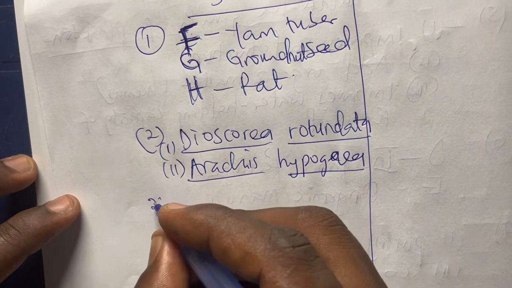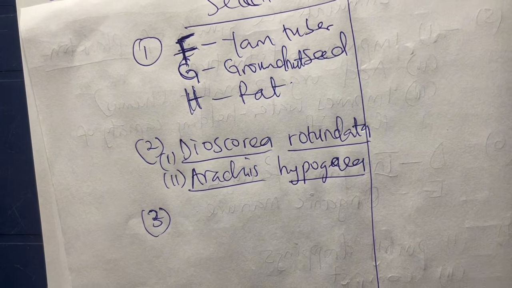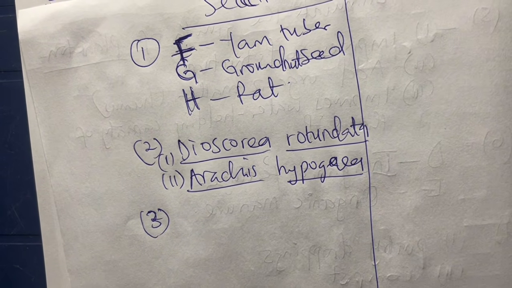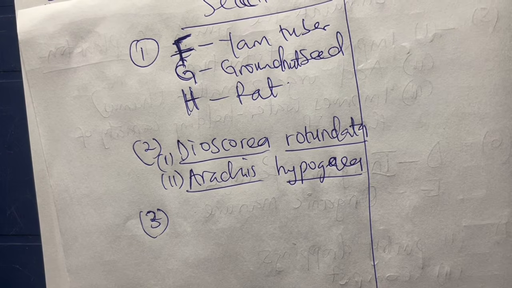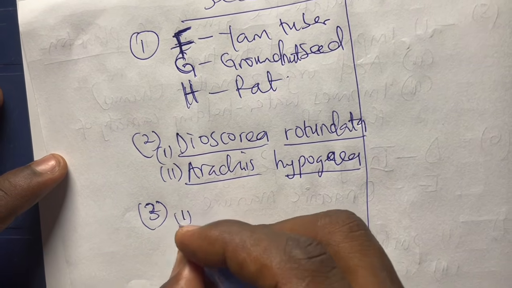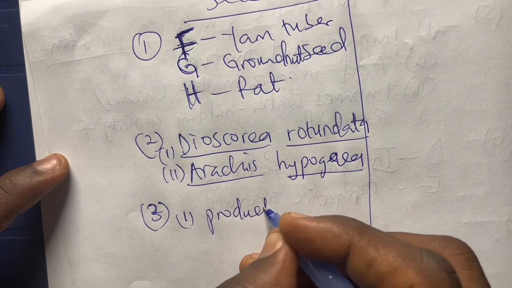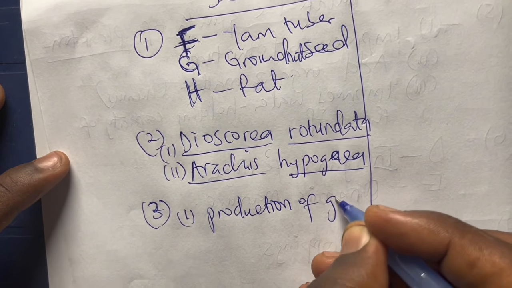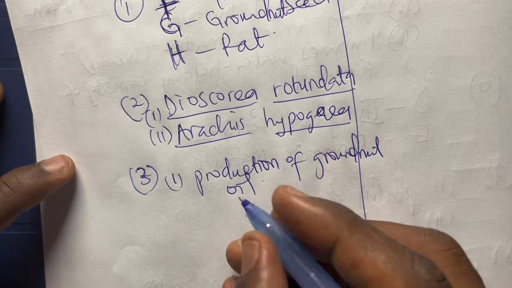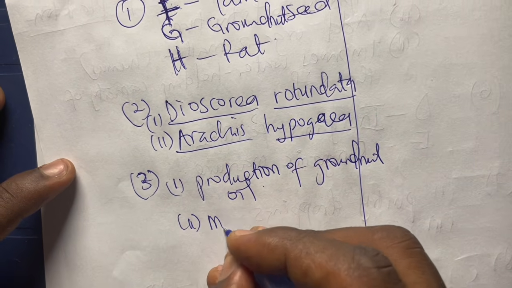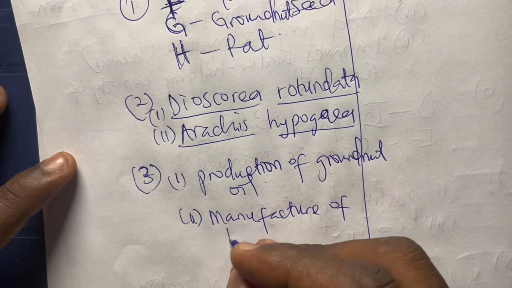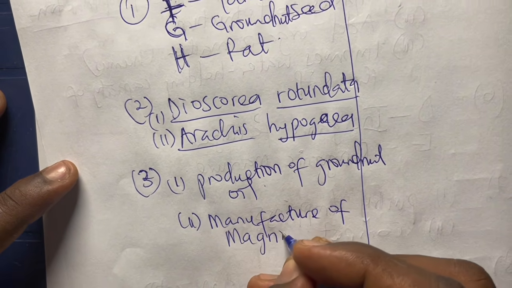Another thing they can ask you is to mention 3 industrial uses of specimen G, the groundnut seed. The first one is that it is used in the production of groundnut oil. Another use is in the manufacturing of margarine, which you know is used for cooking.